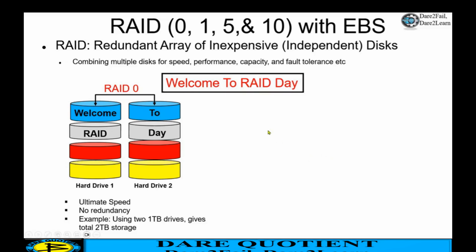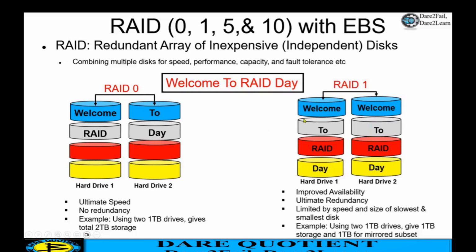Now, next we have the RAID 1. Okay, so the RAID 1 is just mirrored disks. So let's say you have 2 hard drives, each with 1 terabyte. So that gives you 1 terabyte and 1 terabyte. What happens is all your data is stored in one hard drive, and the other hard drive is a mirror image of the first hard drive. So using the same statement, "welcome to RAID day," that is stored in hard drive 1, and your hard drive 2 is a mirror image of that hard drive.